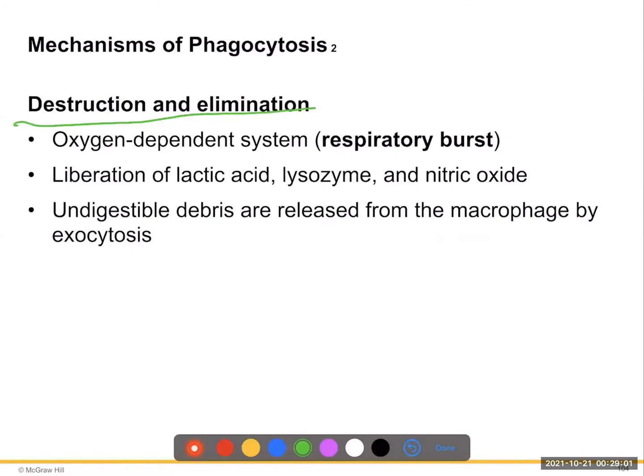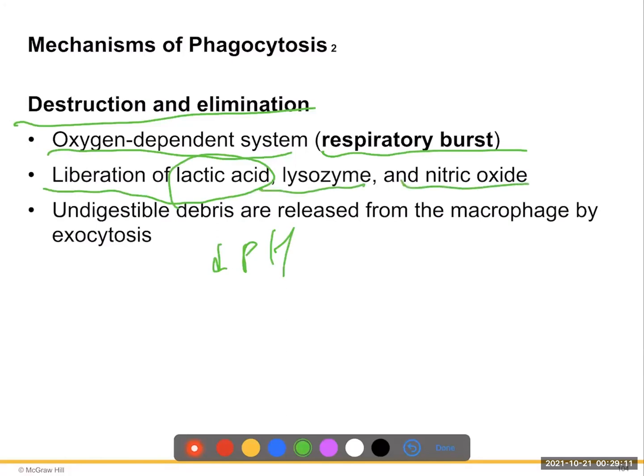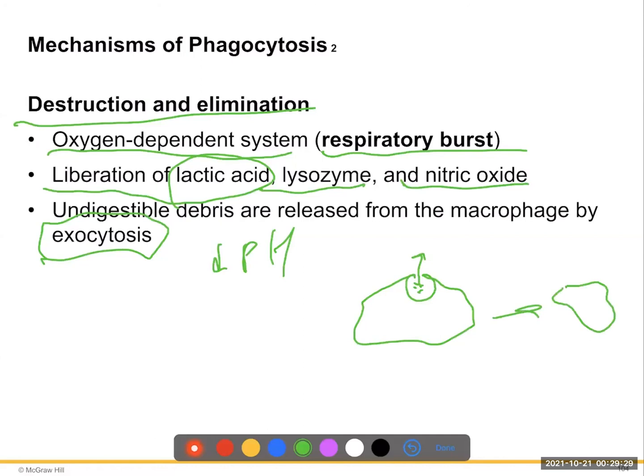Okay, in an oxygen-dependent system, we get what's called respiratory burst, liberation of lactic acid, which is going to lower the pH, lysosome and nitric oxide, which are all toxic. Undigestible debris is released from the macrophages by exocytosis. Remember we talked about exocytosis: when you have your cell, and then it forms a little pocket inside, and then all this stuff gets kicked back out as waste as the cell forms back to its original shape.